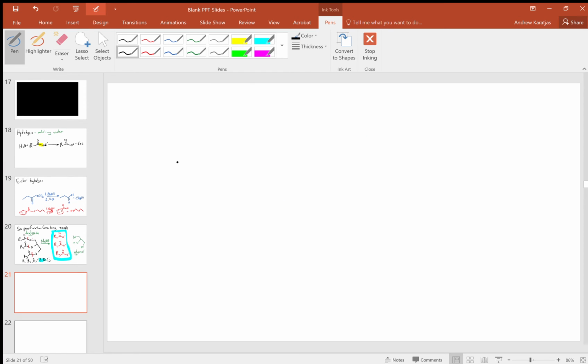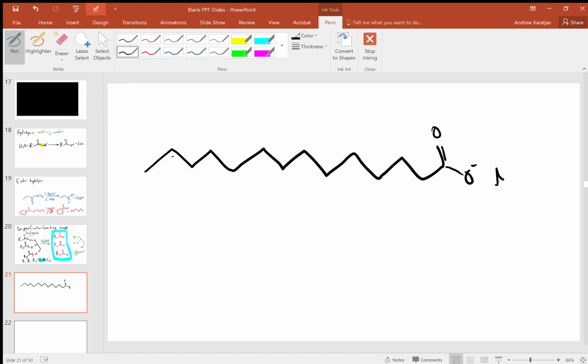So how does soap work? The soap will have a structure something like that. And the specific identity of this chain can vary, but it's basically a long carbon chain with a carboxylate at the end. Well, we know if we try to wash our hands and we have anything greasy on them, that water alone doesn't work.